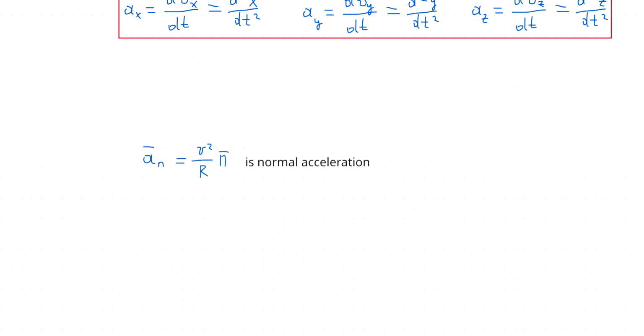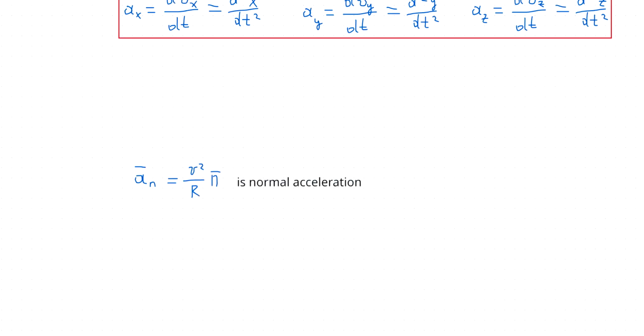Okay, and now it is necessary to consider the general case. In this case, we have motion along any trajectory, with any velocity. It will be something like this.